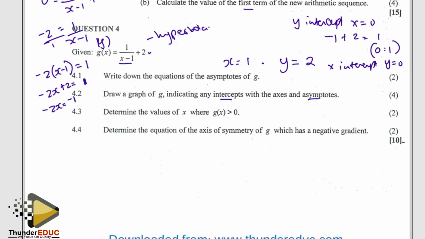-2x is -1, which means x is a half. So you're going to have a half and 0. Please just try to show us how you get this intercept. You can give you a mark for that. And then for the y-intercept, just use a calculator straight away. So these are the 2 points of interest.